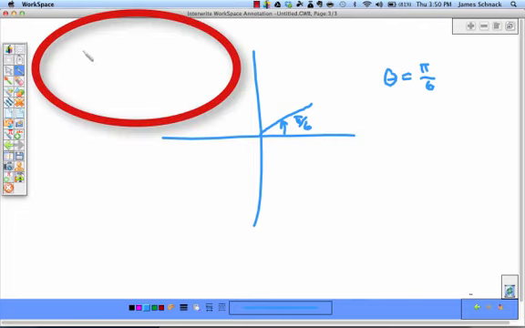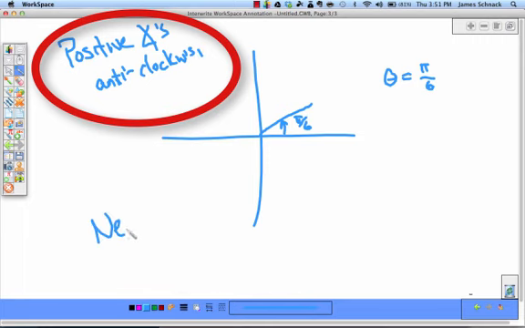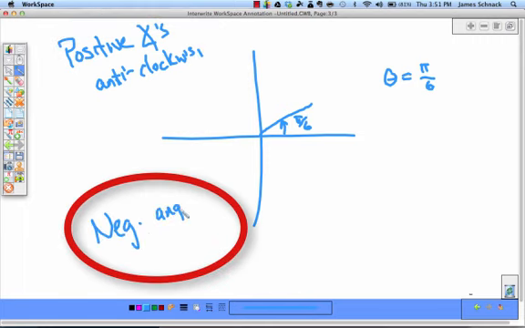We'll do a lot more work with these radian funny things. But know that positive angles, whether they're radians or degrees in units, will go anti-clockwise. Negative angles will go clockwise.